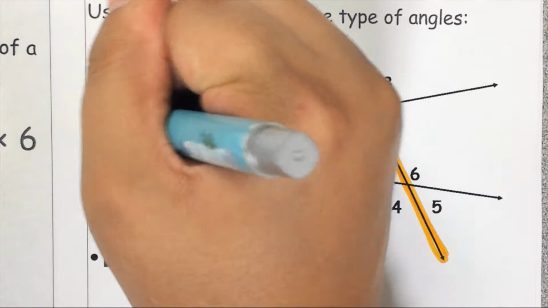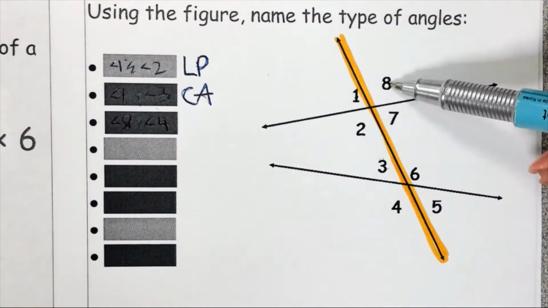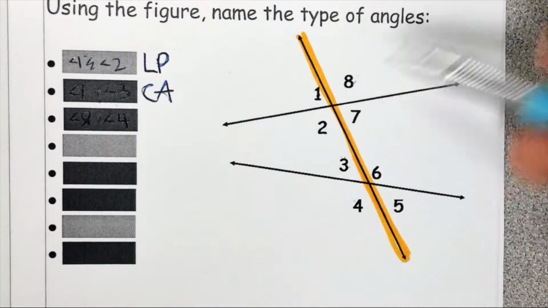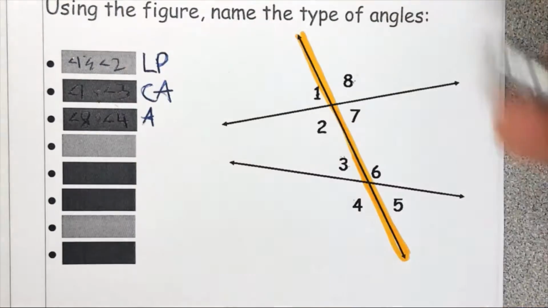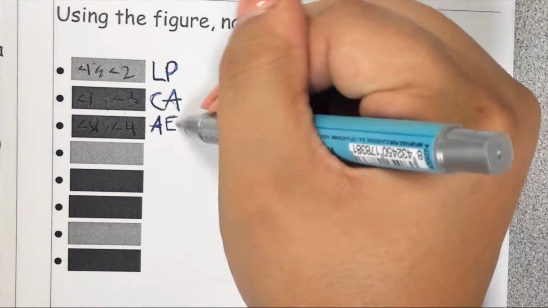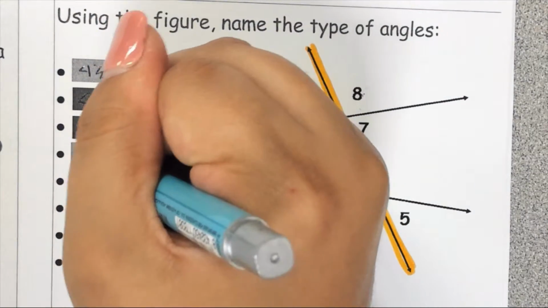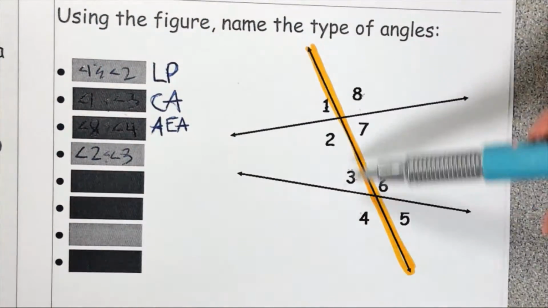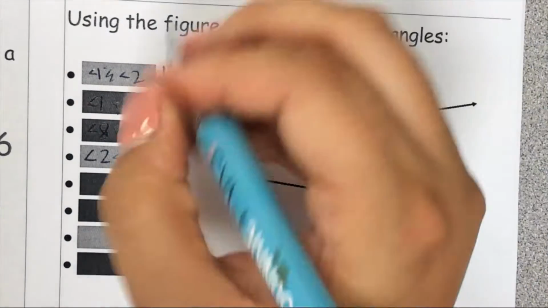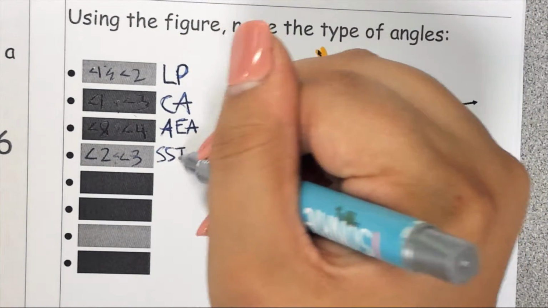Okay. Angle 8 and angle 4. They are on different sides, so they're going to be alternating. And they are not between these two lines, so they are exterior angles. Okay. Angle 2 and angle 3. They're on the same side of the yellow line, and they're in between. So same side, in between the two is interior angles.